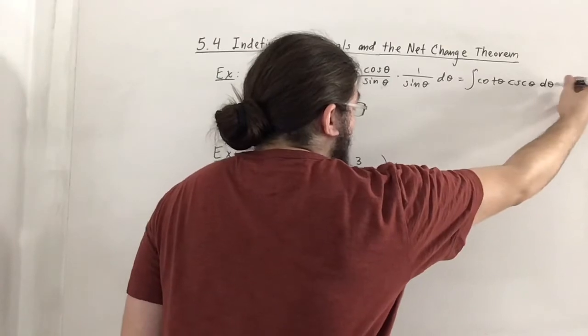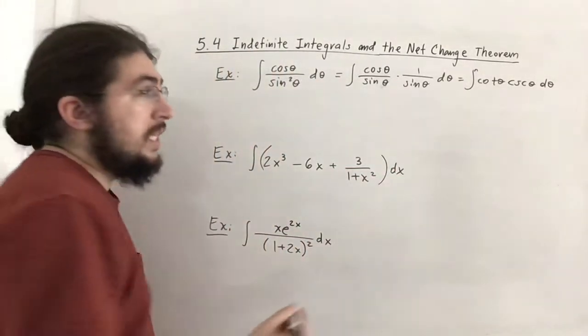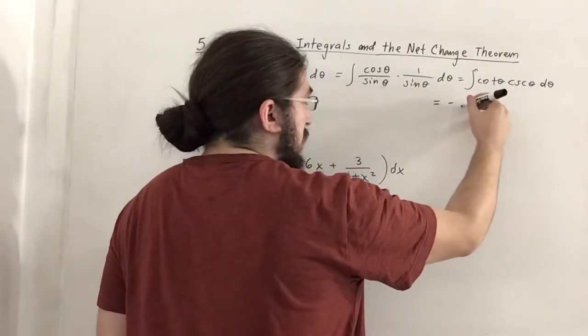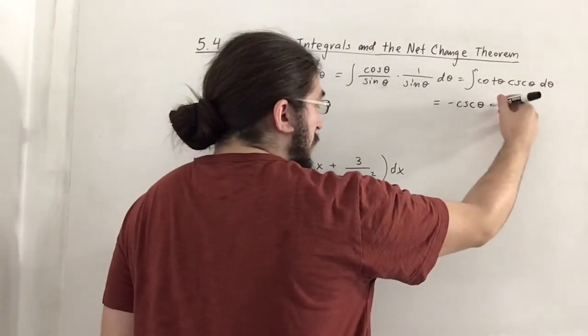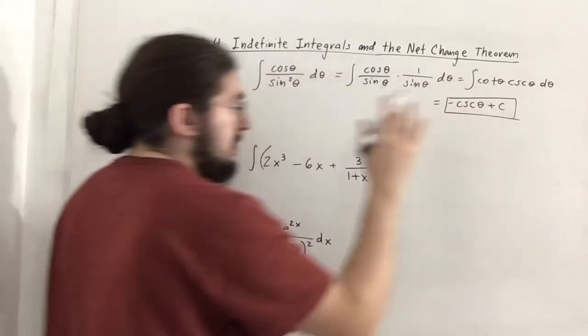And notice we actually have an antiderivative rule for cotangent times cosecant. It's negative cosecant. So this is actually not too difficult at all. You just need to rewrite it in a way that's more familiar to us, and then we're good to go. So that's really it there.